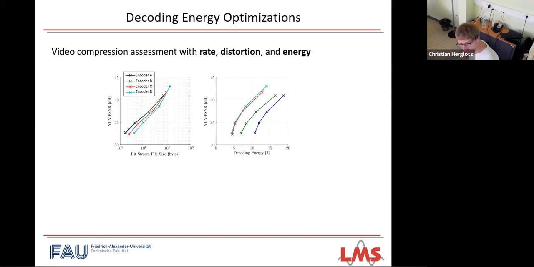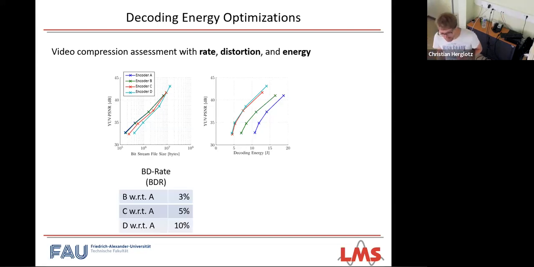And here you could see, so these are some actual measurements with four different encoders. So this is something that we really measured. And then we calculated the Bjøntegaard delta rate values, in this case, B with respect to A. So the blue one on the left is the one that is optimized for rate distortion performance. And then we have some other encoders which were optimized for, in fact, decoding energy consumption. And we found that, unfortunately, the Bjøntegaard delta rate increases. So we need more rate. So we had values, for example, 3%, 5%, 10% more rate for the same distortion.